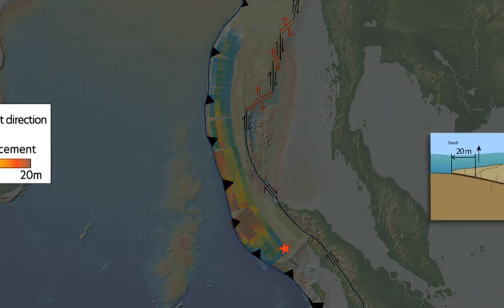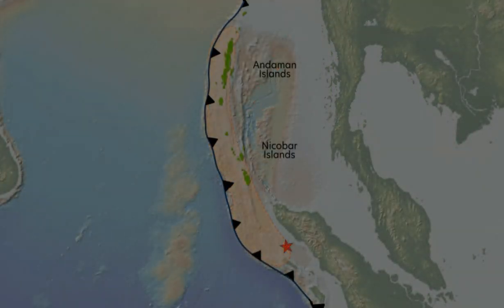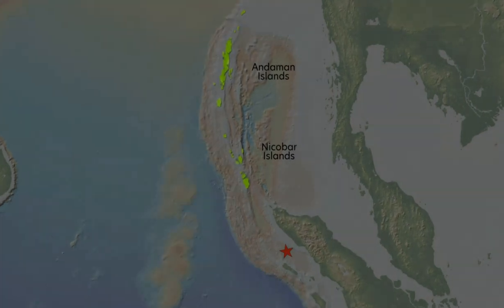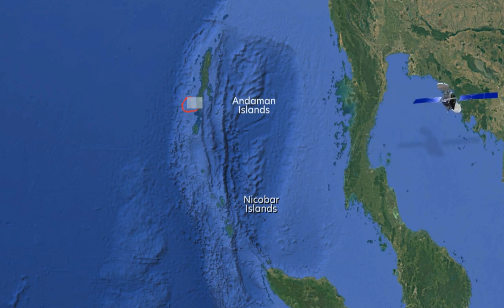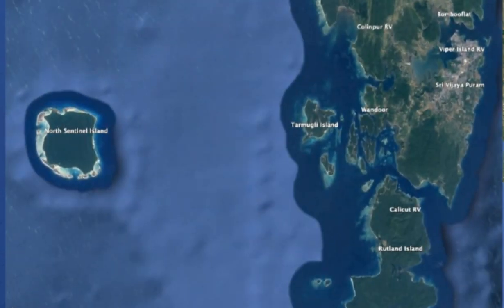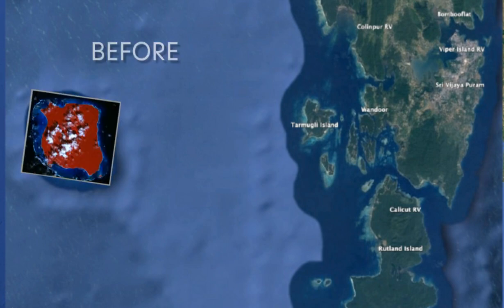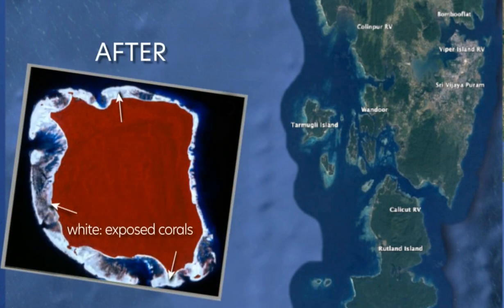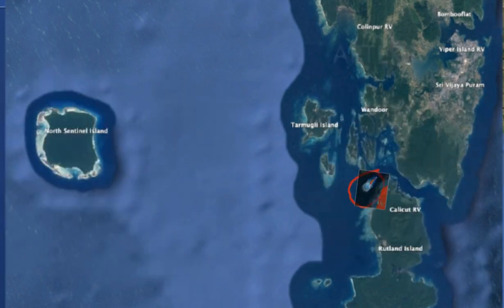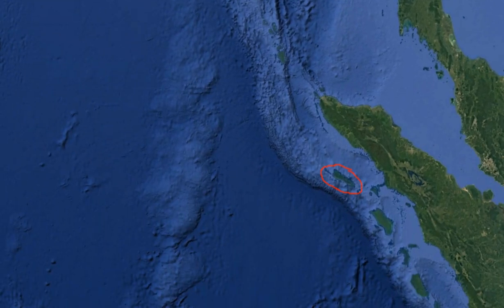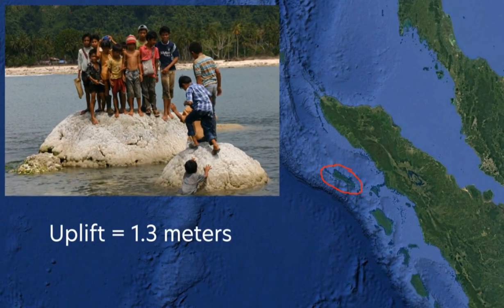A variety of observations document vertical displacements caused by the earthquake. In the Andaman and Nicobar Islands, satellite images show some fringing coral reefs were raised above sea level while others sunk. For example, North Sentinel Island was uplifted while Rutland Island, only 40 kilometers east, sank. On the northwest shore of Semeolue Island, this coral head was uplifted 1.3 meters.